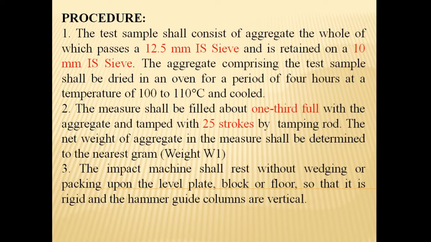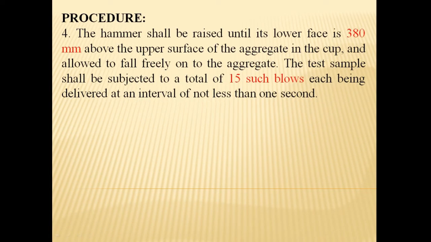The impact machine shall rest without wedging or packing upon the level plate, block or floor so that it is rigid and the hammer guide columns are vertical. The hammer shall be raised until its lower face is 380 mm above the upper surface of the aggregate in the cup and allowed to fall freely onto the aggregate. The test sample shall be subjected to a total of 15 such blows, each being delivered at an interval of not less than 1 second.